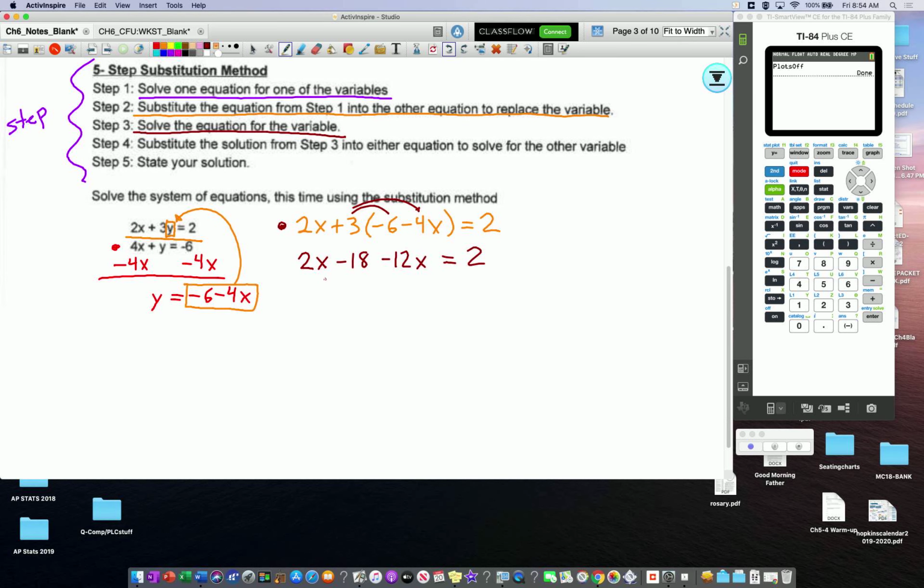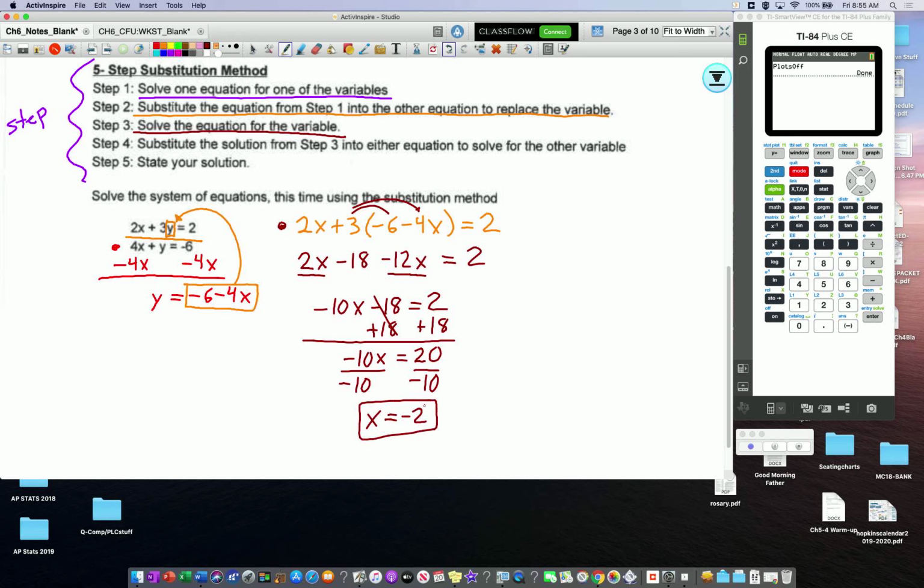I'm going to keep on doing my algebra here. So I'm going to combine like terms. So 2x and -12x makes -10x. I still have this minus 18 equals 2. Trying to get x by itself, so I move the number to the other side by adding 18 to both sides. Crosses out, -10x equals 20. Divide by -10, x equals -2. Now I've solved for the variable.